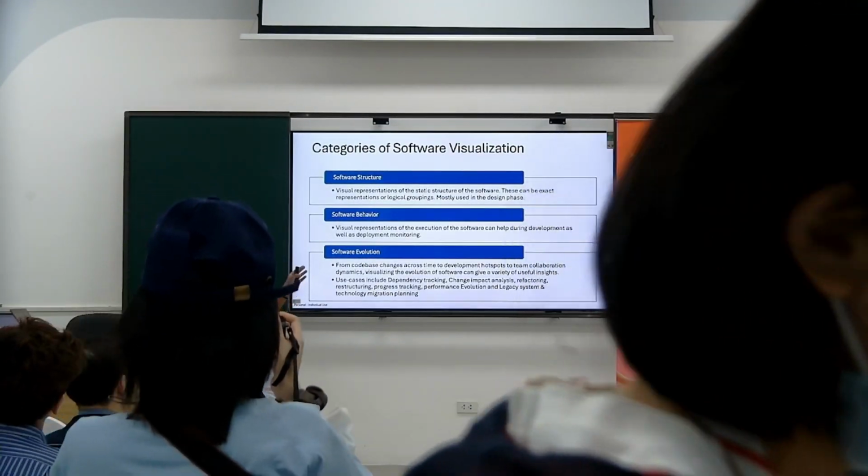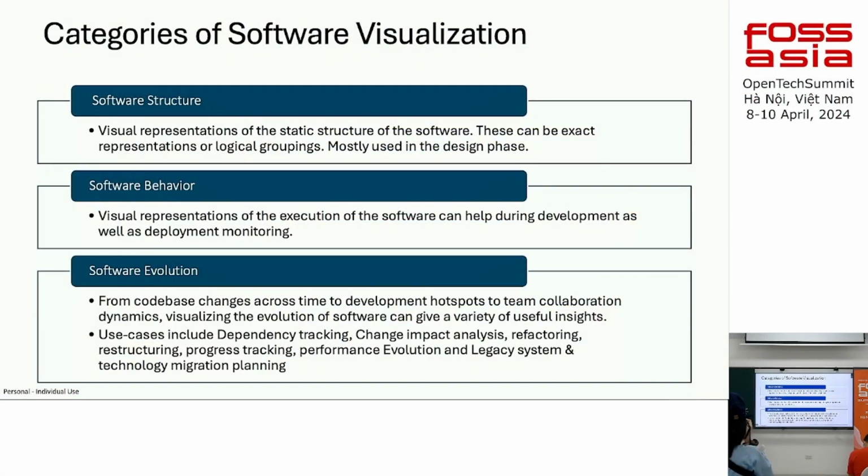Now, software visualization is broadly categorized into 3 areas. One is the software structure, the other is the software behavior, and then the final thing is software evolution. Software structure represents the static structure of the software, and this is where most of the design diagrams that we currently use also fall under.